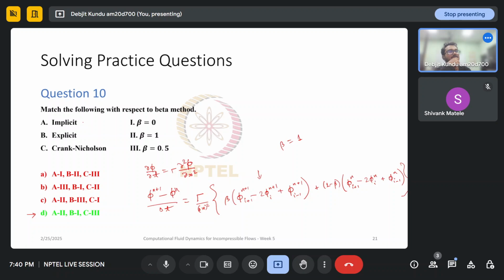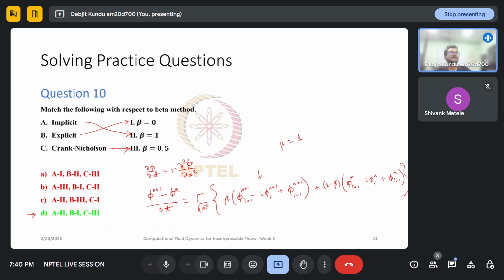So A and 2 are related. And when beta equals 0, it becomes a purely explicit method. And when I have beta exactly equal to half, that's what's known as the Crank-Nicolson method. So C should correspond to beta equal to 0.5.